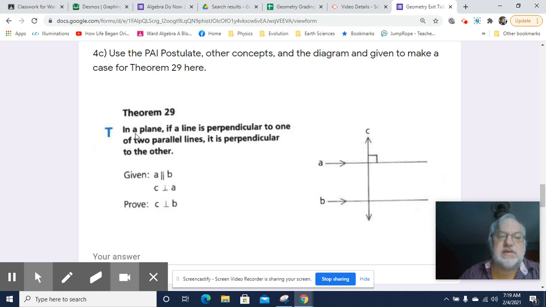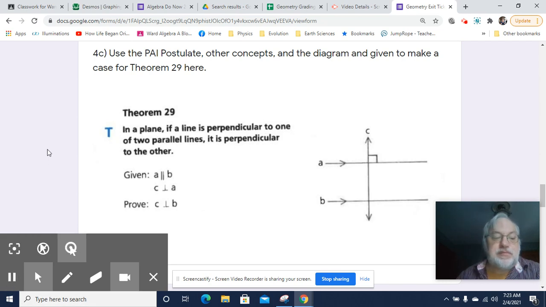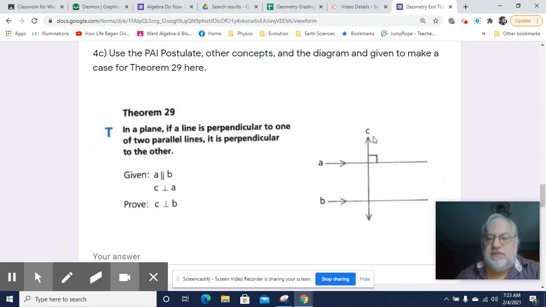So theorem 29 says, in a plane, if a line is perpendicular to one of two parallel lines, it is perpendicular to the other. So we've got this one defined as perpendicular here. Okay, so we've got this diagram. I apologize for a little choppiness there. I had to address a question. So I've got a perpendicular situation here. This is a right angle. These are parallel lines.